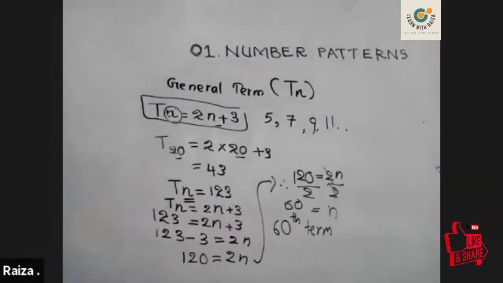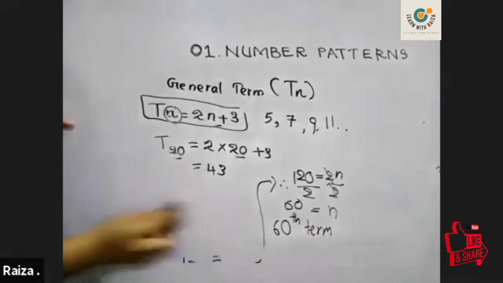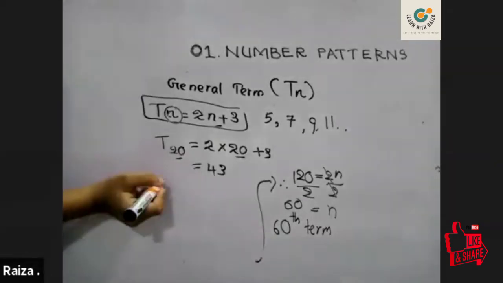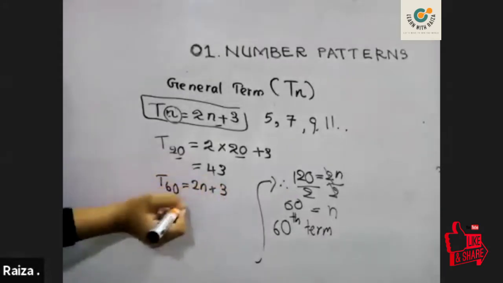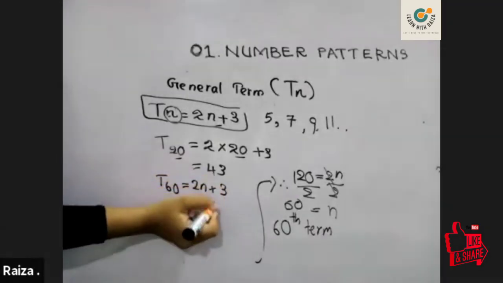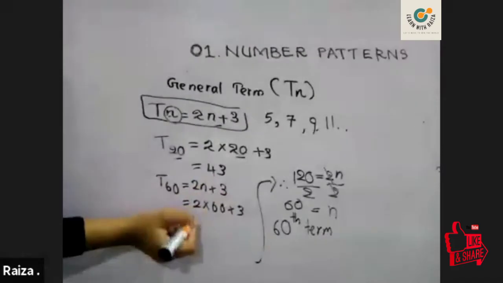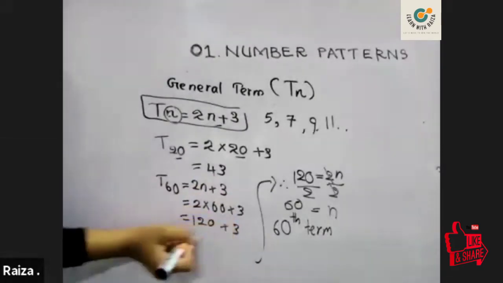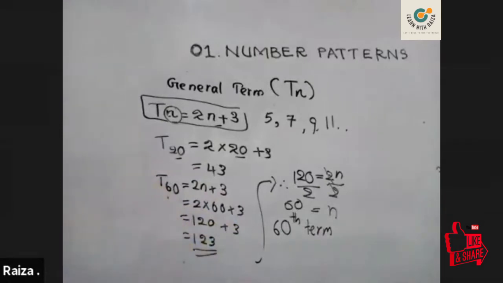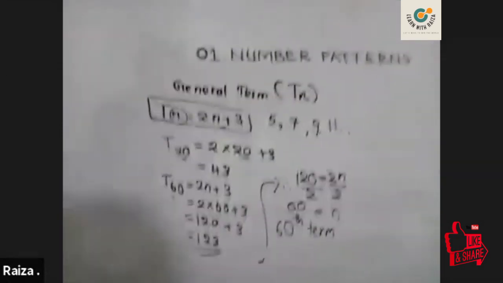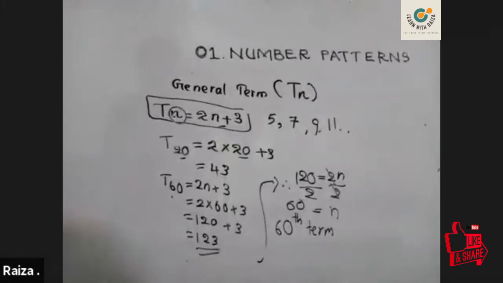Right, let's see whether the 60th term is giving us 123. Okay, T60, is it giving 123? Let's see. 2 times 60 plus 3, that is 120 plus 3. Of course, yes, T60 is giving 123. That means the 60th term is indeed giving us 123.